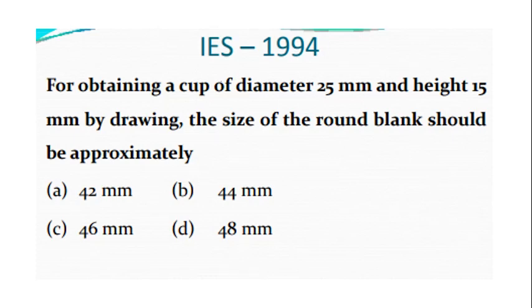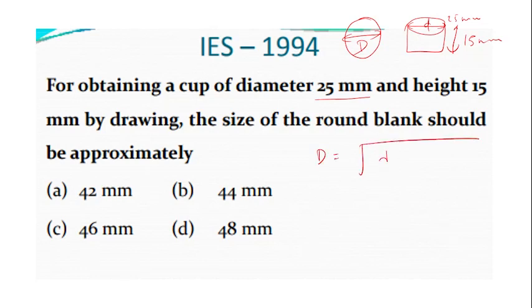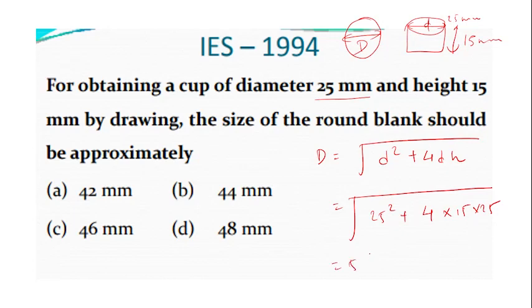So let's read this question. For obtaining a cup of diameter 25 mm and height 15 mm. So there will be a blank, and with the help of that blank you are making a cup. The diameter of this cup is small d, which is given as 25 mm, and the height is given as 15 mm. They are asking what is the size of the round blank. The formula we already know: capital D is equal to the square root of d square plus 4 d h. So here we can write it as 25 square plus 4 into 15 into 25. When you solve this, it will be 5 into 17 into 5. It will be 46.09 mm. So your option C will be correct.